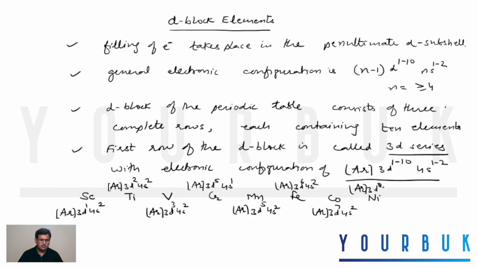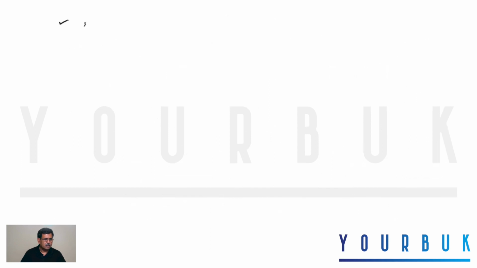Then we have another exception, copper, in which the D subshell is fully filled and the 4s is half filled. So copper also has an extra stability in the ground state. And the last element of the 3D series is zinc, which has both fully filled 3d10 and 4s2. Now all D block elements are metals.